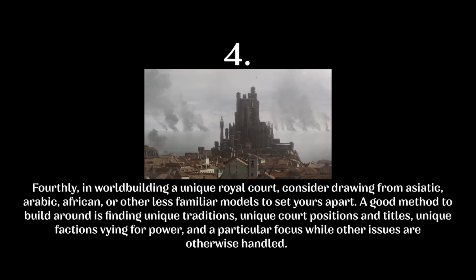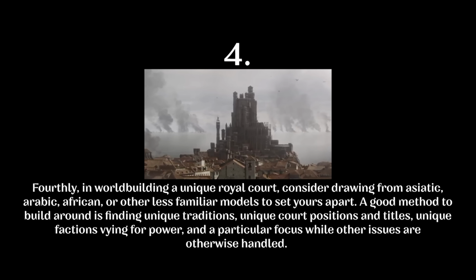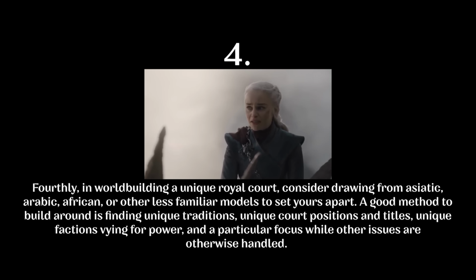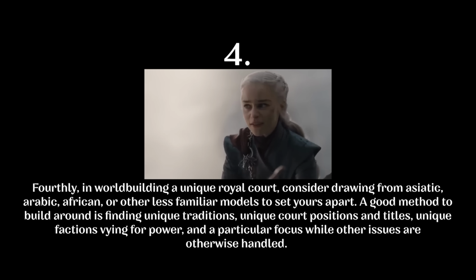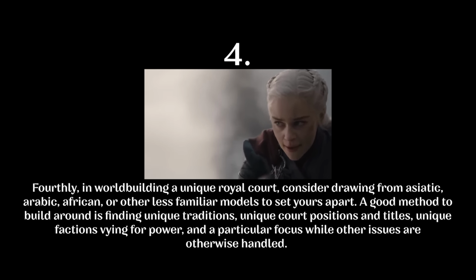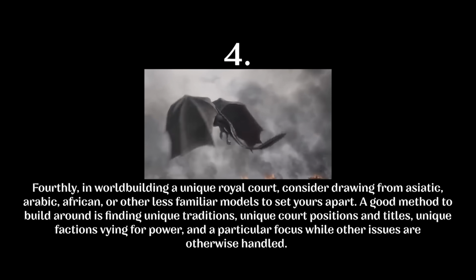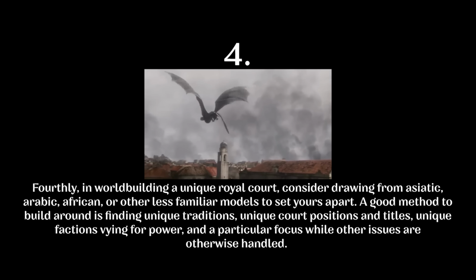Fourthly, in world building a unique royal court, consider drawing from Asiatic, Arabic, African, or other less familiar models to set yours apart. A good method to build around is finding unique traditions, unique core positions and titles, unique factions vying for power, and a particular focus while other issues are otherwise handled.